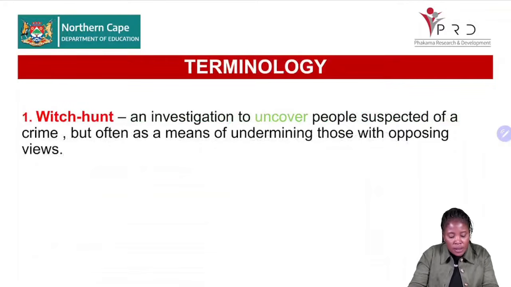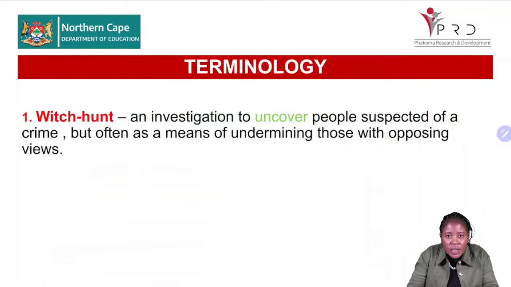Now, witch hunt. It's an investigation to uncover people suspected of a crime, but often as a means of undermining those with opposing views. It is basically about investigating crimes that were committed by suspected people, but often these people are people with opposing views. So the main purpose of investigating them is to undermine them or to expose them.